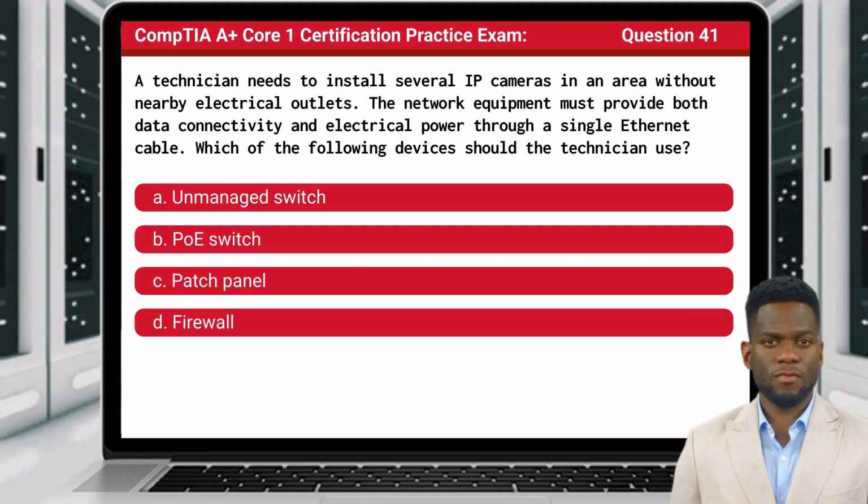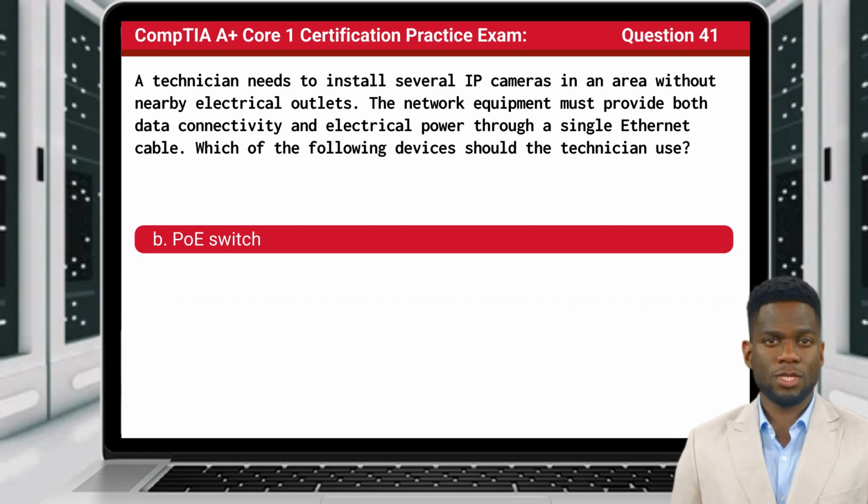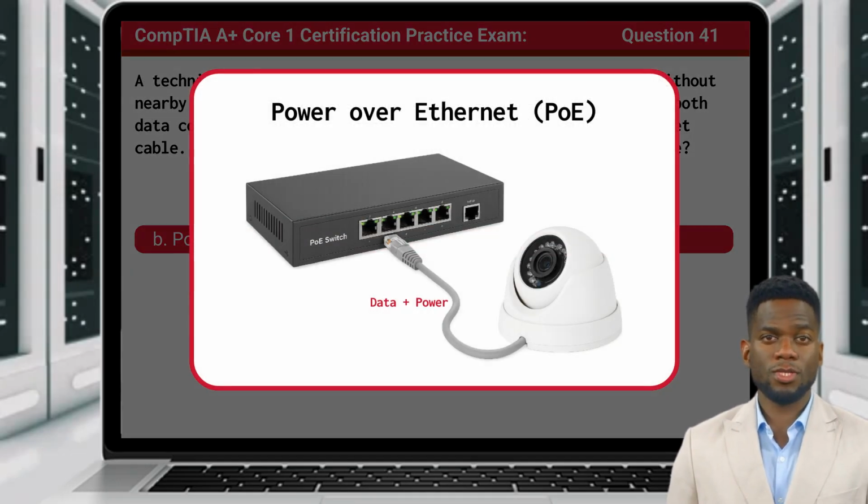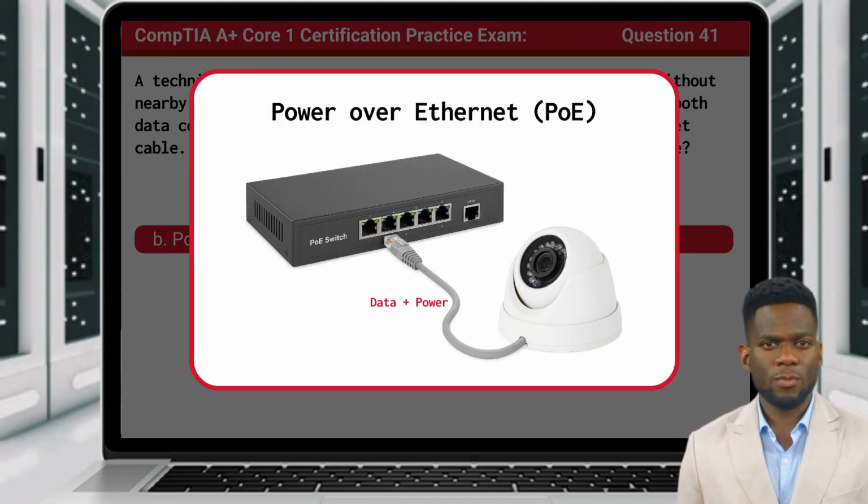The answer is B. PoE switch. A Power over Ethernet, or PoE switch, supplies both network data and electrical power to compatible devices through the same Ethernet cable. This eliminates the need for separate power adapters or outlets near the devices. PoE is commonly used for IP cameras, voice over IP phones, and wireless access points, making installation simpler and more efficient.